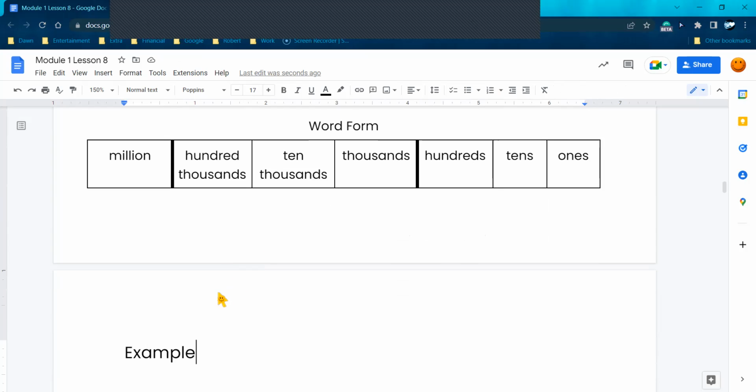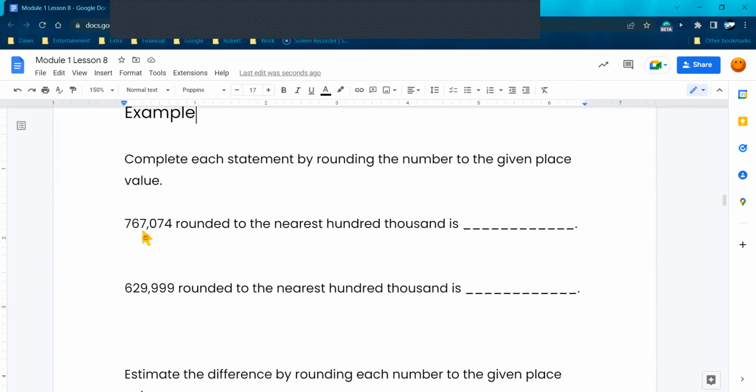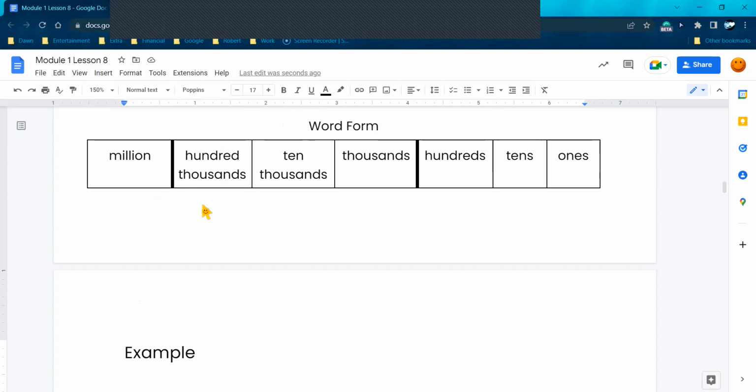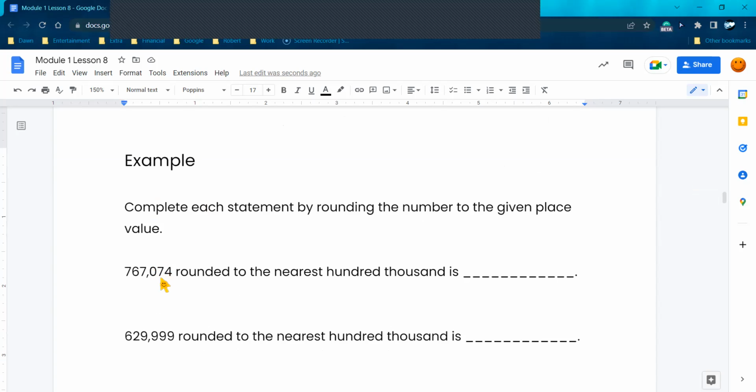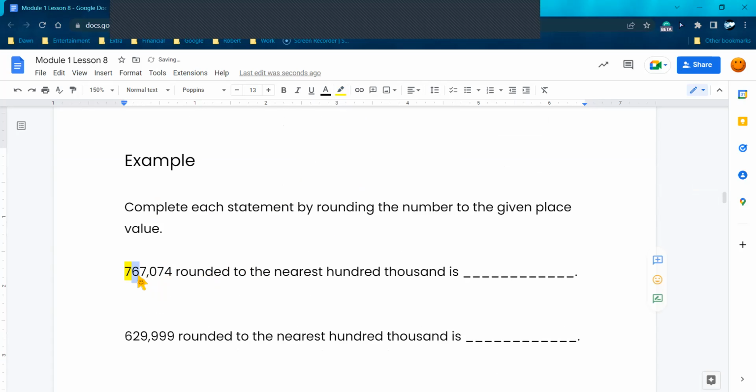So now we're going to go down to our example. It says complete each statement by rounding the number to a given place value. So right here we have 767,074 rounded to the nearest 100,000s. So I can go right back up here. 100,000s is right here. So I see that I have ones, tens, hundreds, thousands, 10,000s, 100,000s. So I'm going to highlight my 100,000s because that's the one I'm rounding to. And I'm going to underline the number next to it.